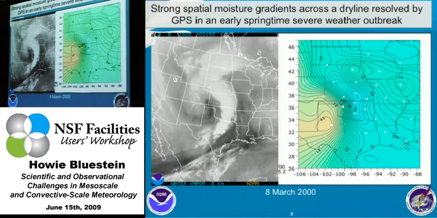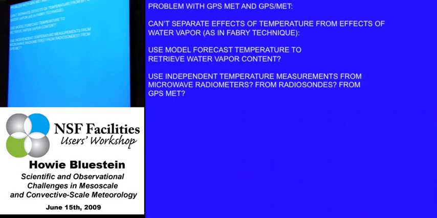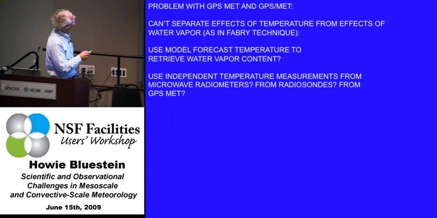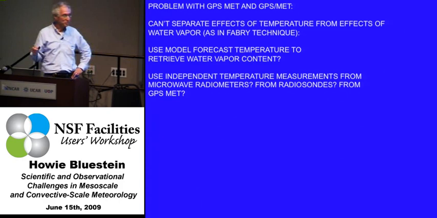using this technique. Then there's COSMIC. And COSMIC, instead of using ground-based devices and satellites, uses satellites exclusively to make the measurements. There are some problems with GPS/MET. You still can't separate the effects of temperature from the effects of water vapor. And so you might want to use a model forecast of temperature to retrieve the water vapor content, or use independent temperature measurements from microwave radiometers or radiosondes. I'm not an expert in this area, but I think clearly being able to distinguish between temperature and humidity is an important problem.